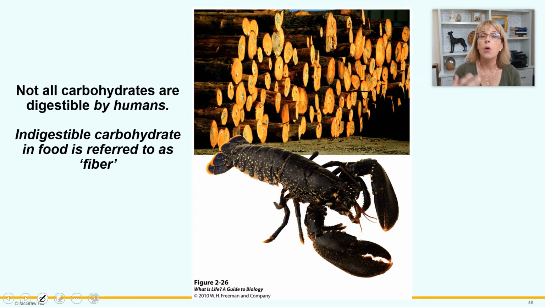Cotton fiber or wood fiber is also made out of carbohydrate. It's a type of starch. So what you're writing on as you're taking notes, or if you're wearing cotton, is technically a complex carbohydrate, sort of like starch, except that when humans cannot digest it, we refer to it as fiber.